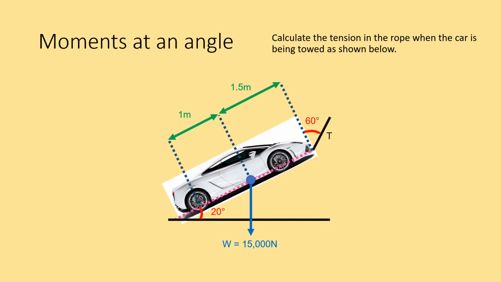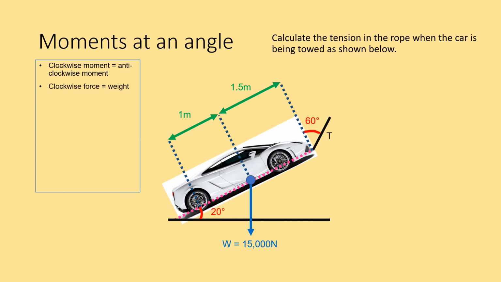Sometimes it's a tensile force holding up a ramp, and that's at 60 degrees. There is no rotation, so again we know that the conservation of moments works. Clockwise moment is equal to the anti-clockwise moment. The clockwise force trying to drive it in a clockwise direction is the weight. The anti-clockwise force is the tension, so we can work out what the tension is.